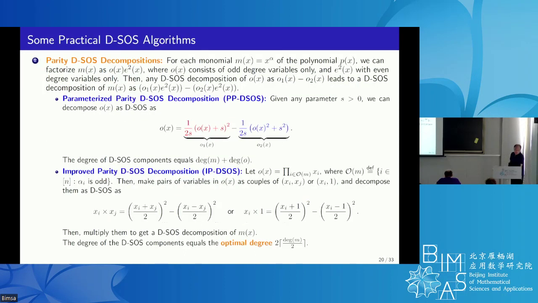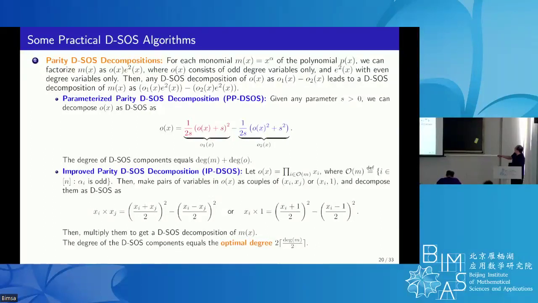Another type of method is called parity decomposition, meaning that for each monomial x to the power alpha, we can factorize it as a part O times E, where O has all variables of odd degree, and E square, of course, has even degree. If we find the decomposition for O(x), multiplying by the square, we will have the result.